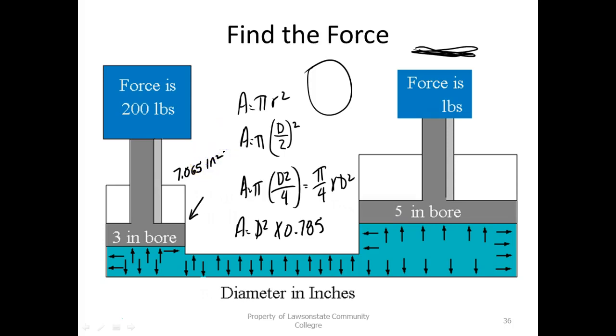And what's our diameter on the other? What would be our area on the other side? So this would be 25 times 0.785.